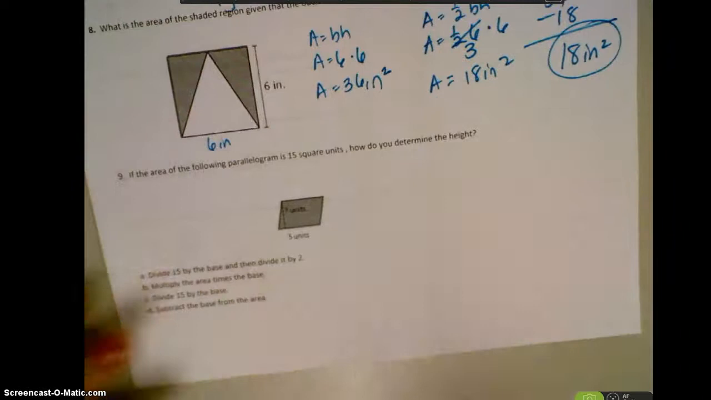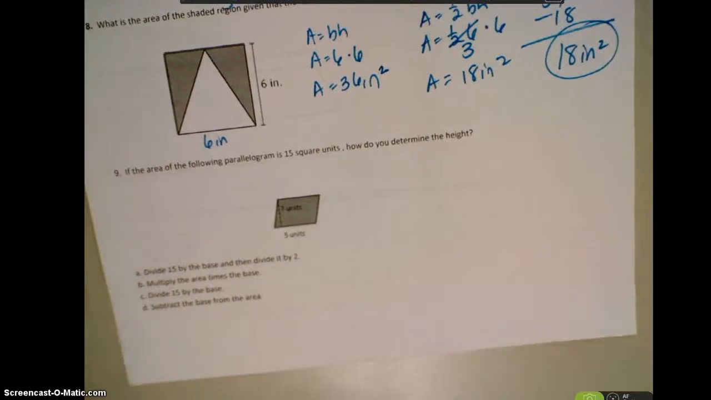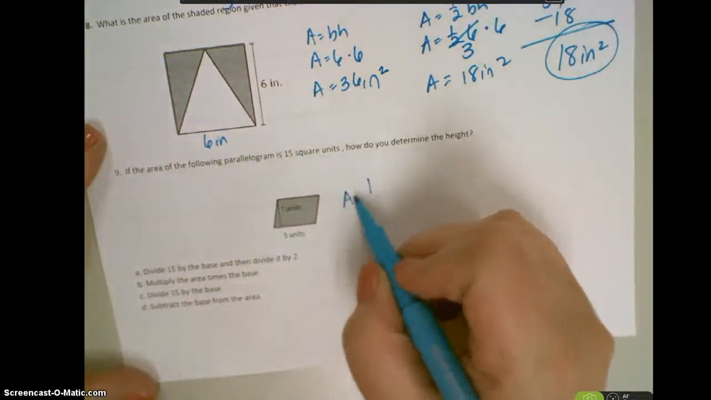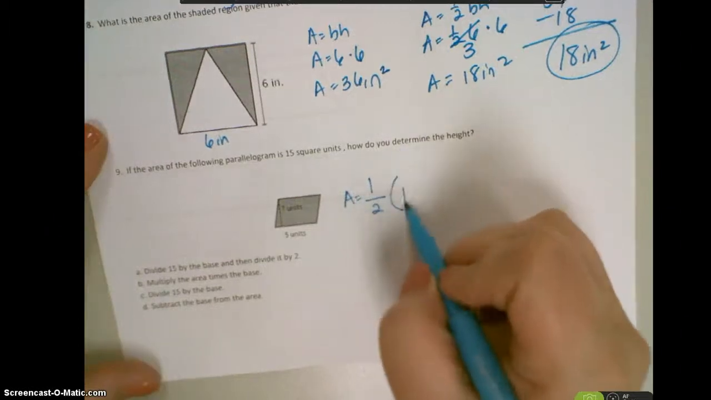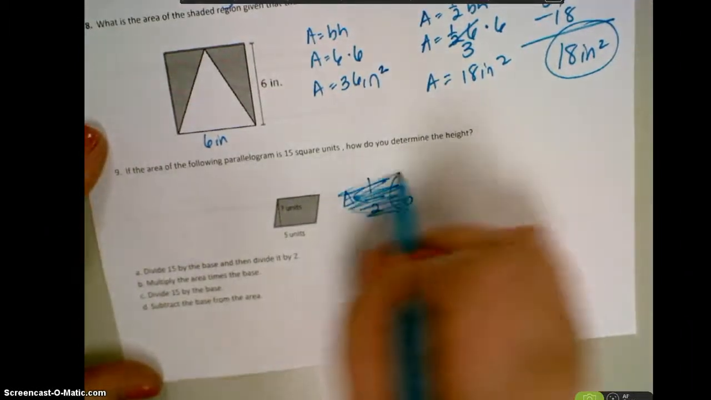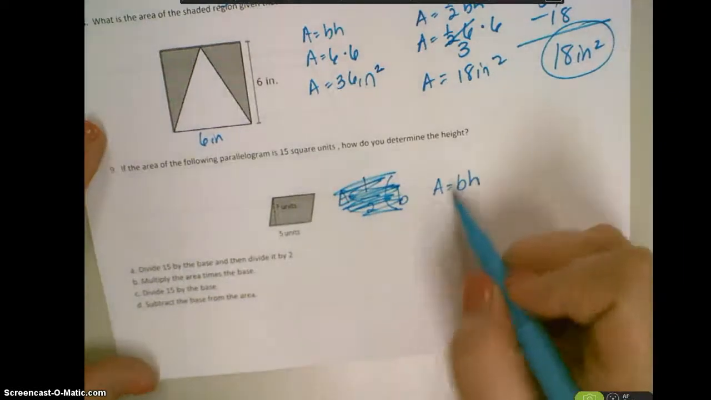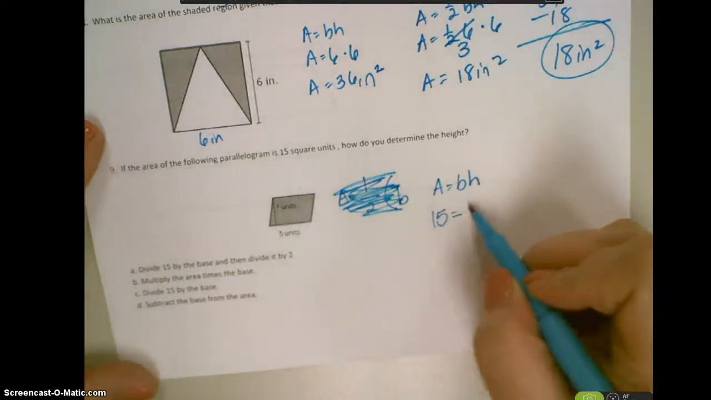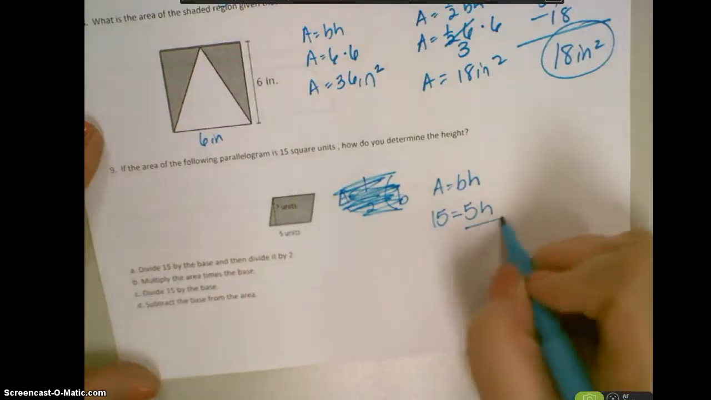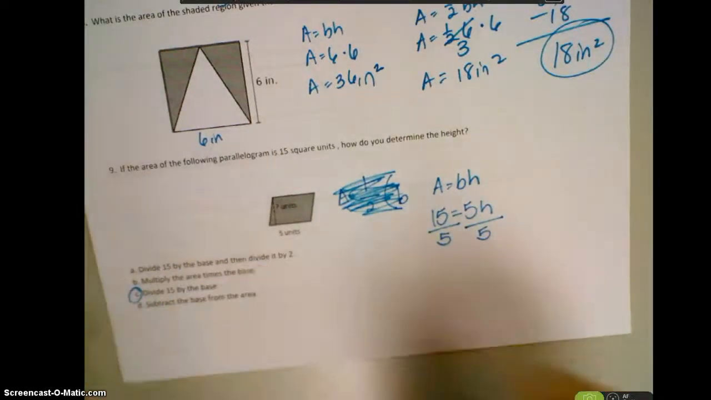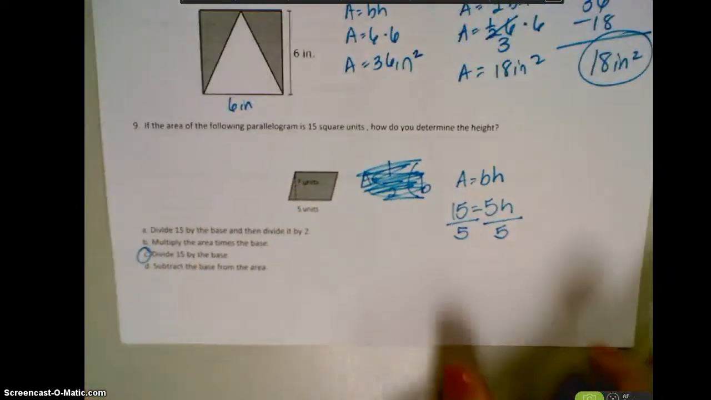All right, number 9. If the area of the following parallelogram is 15 square units, how do you determine the height? So I'm going to start by writing my formula for area of a parallelogram. 1/2. Oh, no, I'm sorry. That is not right. Don't do that. Area is base times height. Okay, so I know the area is 15, and then the base is 5, and I don't know the height. So to find the height, I would solve a one-step equation by dividing both sides by 5. So I'm going to divide 15 by the base, which is C.